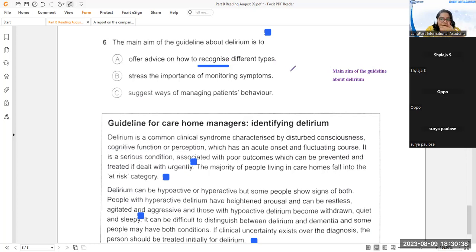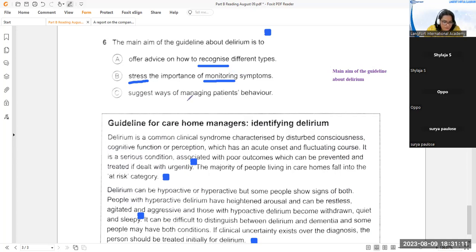Okay. Shailaja, can you read the other two options and let's decide. The main aim of the guideline about delirium is to stress the importance of monitoring symptoms. They have talked about symptoms, but have they talked about monitoring symptoms? No, nothing. Have they highlighted that point? They've talked about symptoms, the features of delirium, but have they talked about the importance of monitoring those symptoms? Not exactly. Next one, Shailaja.